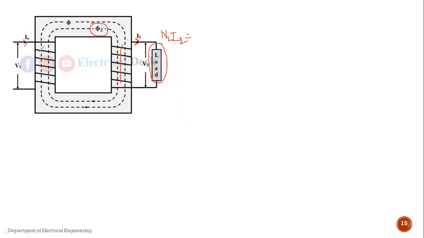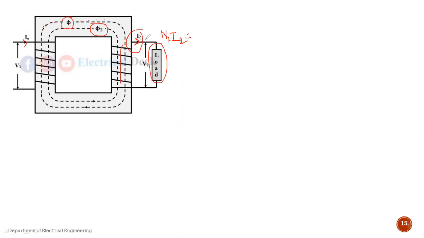And this no load current will set up some flux phi in the core. See here, this flux is shown by phi. When the secondary side is loaded, ज्यावेळेस secondary side load केली जाईल, at that situation some current will be flowing from the secondary side. Secondary side मधून काहीतरी current will flow.